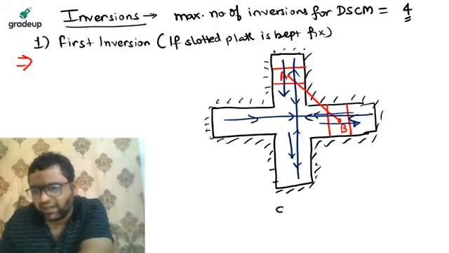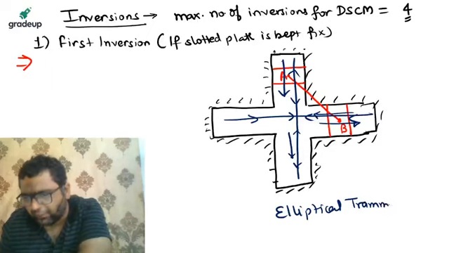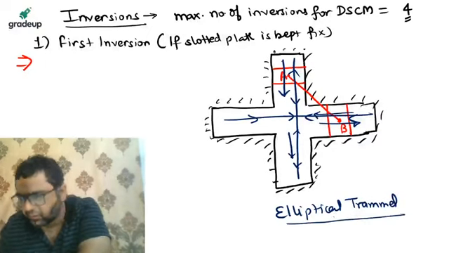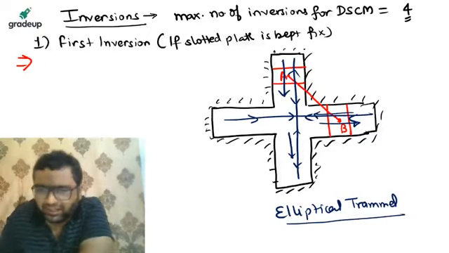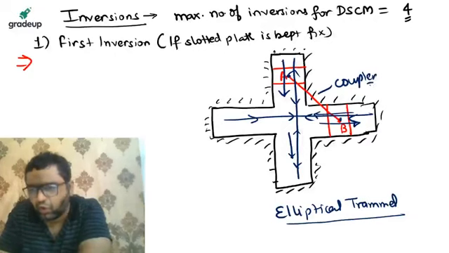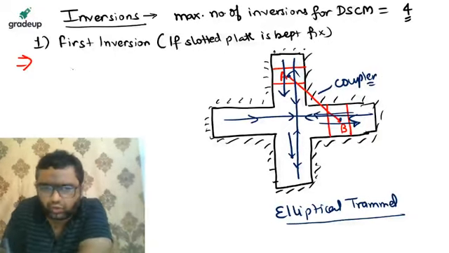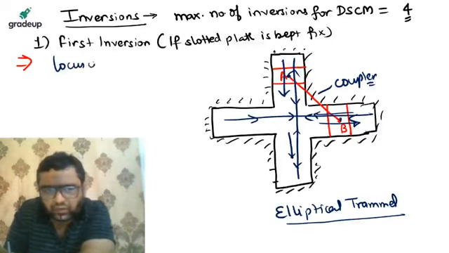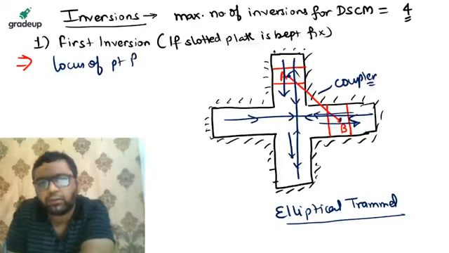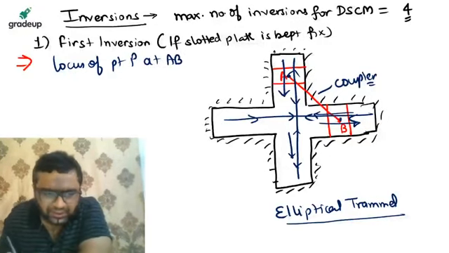This device is said to be the elliptical trammel. I want to tell you why it is called the elliptical trammel. Link AB is a coupler or coupling rod. If we take any point P on this coupler, we want to see the locus of point P on AB. So let us consider that.